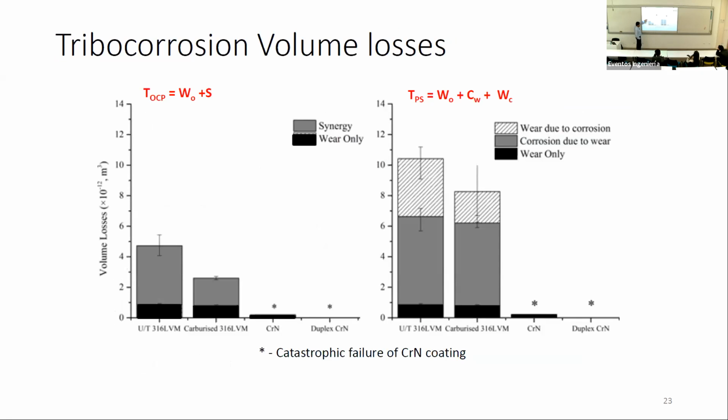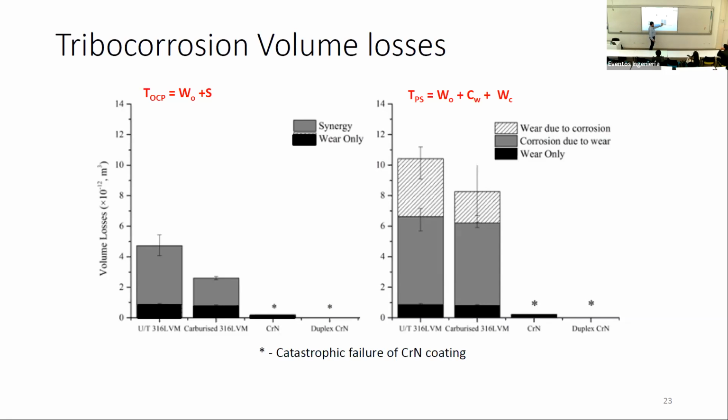So basically here is a bit of a summary. For tests under open circuit potential, we're seeing the untreated, we get most of the losses. This black is pure mechanical wear. This is the synergy, wear-corrosion wear. Carburized, we're getting less synergy. The chrome nitride duplex, the amount of material loss is very little, but the coatings are failing in a catastrophic way, which is not satisfactory.